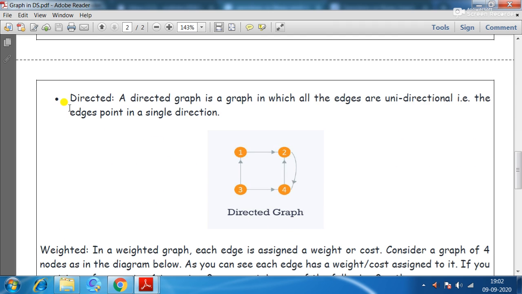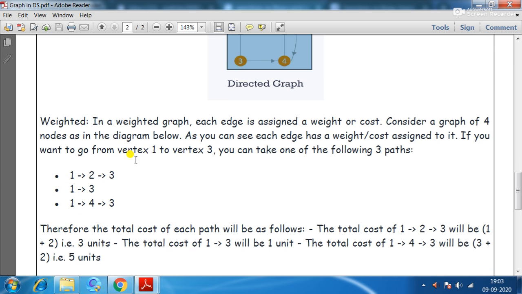The opposite of that is the directed graph. A directed graph is a graph in which all the edges are unidirectional. The edges point in a single direction, like 1 2, 4 2, 3 1, 3 4 or 2 4. So this is a directed graph, meaning there is a direction between the edges.